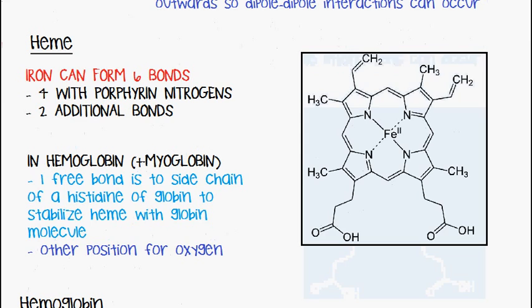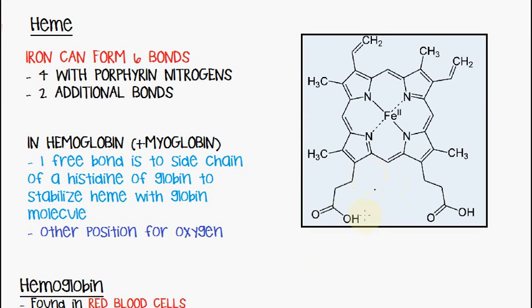So this is heme, which I've got here on the right. This is heme B. There's various different types of heme, and they have different structures, but this is heme B, the most common one. As you can see, there's iron in the center of the molecule. This is Fe2+, and this iron here can form 6 additional bonds. So we have one here, one here, one here, and one here. Those are 4 bonds to the porphyrin nitrogens, and then the iron can form an additional 2 bonds.